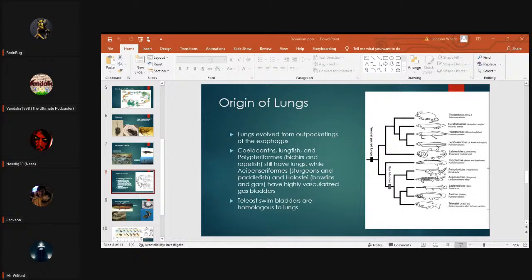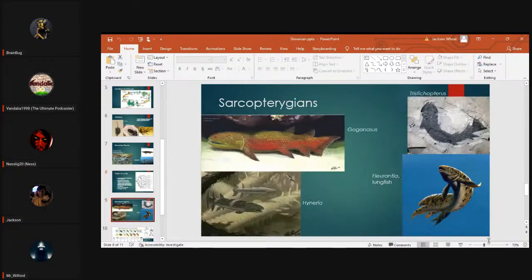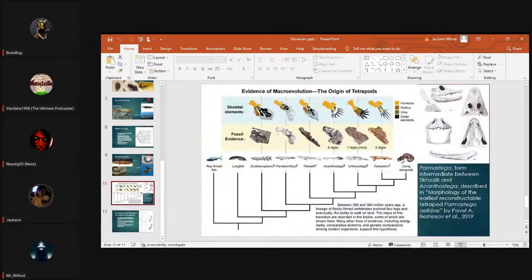So, are we good on this one? Yes. Okay, all right. So the Sarcopterygii, that's us. The ray-finned fish and lobe-finned fish split somewhere probably in the late Silurian. And you get a radiation of lobe-fin fish in the Devonian: Gogonasus, Tristichopterus, Hynerpeton, and then Florentia is an actual lungfish and a member of the Dipnoi. And as part of that radiation of Sarcopterygians, you get the Eotetrapodiformes.